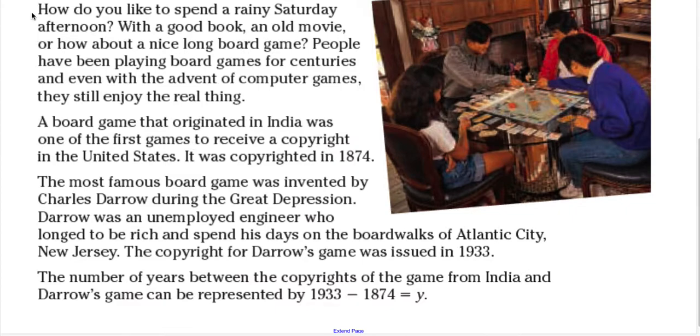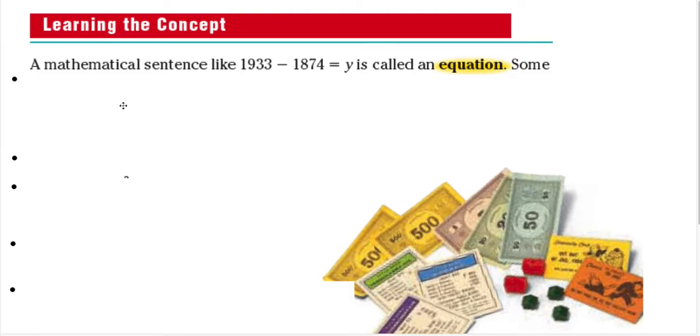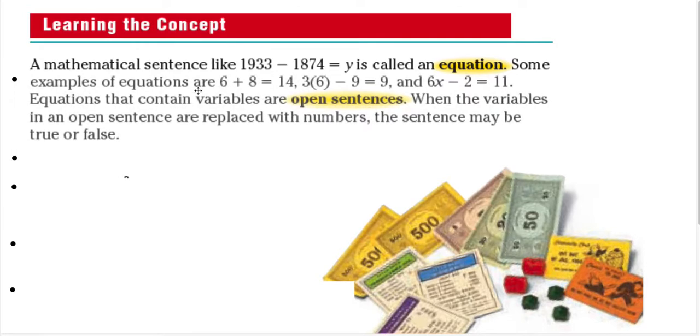Now, how does it affect what we need to learn in this lesson? Let's find out. A mathematical sentence like 1933 minus 1874 is called an equation. Some examples of equations are 6 plus 8 equals 14, 3 times 6 minus 9 equals 9, 6x minus 2 equals 11.